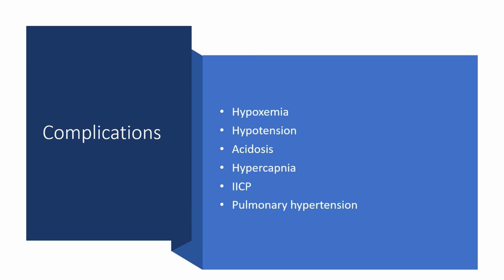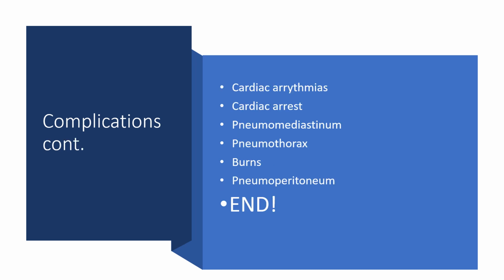There are complications of the apnea test, and that will include hypoxemia, hypotension, on account of which you stop the test anyway, acidosis, hypercapnia, increased intracranial pressure, pulmonary hypertension. Other complications include cardiac arrhythmias, on account of which you stop the test, cardiac arrest, pneumomediastinum, pneumothorax, burns from the oxygen, and pneumoperitoneum. And with that, I've come to the end of this presentation.